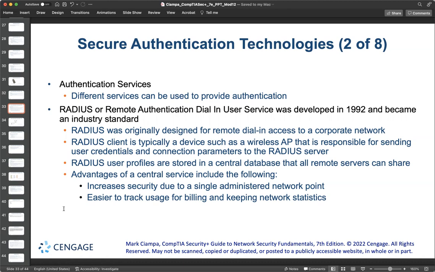Remember that the client does not necessarily need to have all of that data locally stored, and that brings a higher level of security because you're going to have just a single administered network point, right? And it's going to be easier to track usage for billing or auditing or anything in that realm.